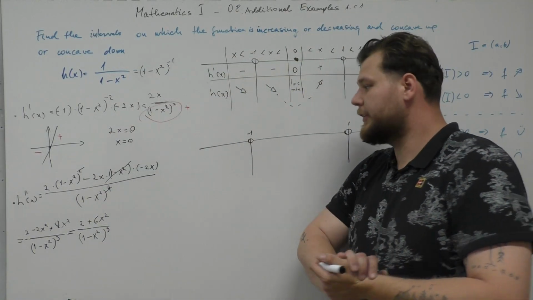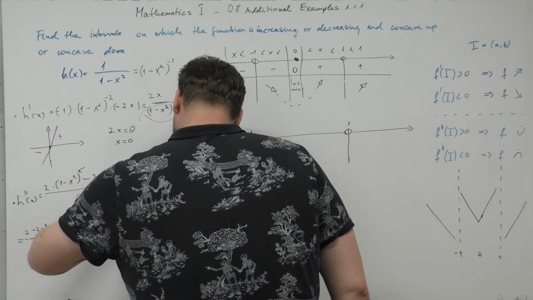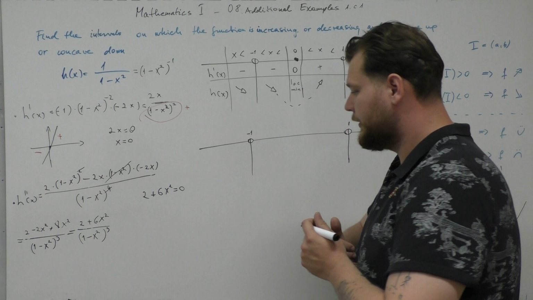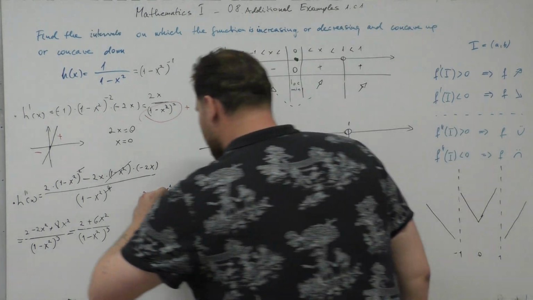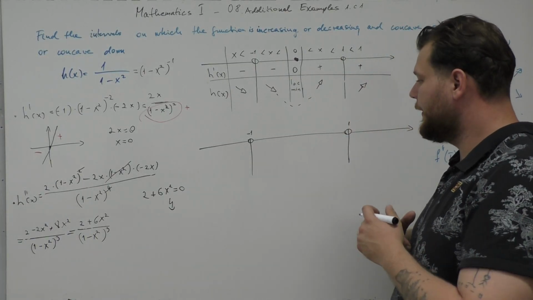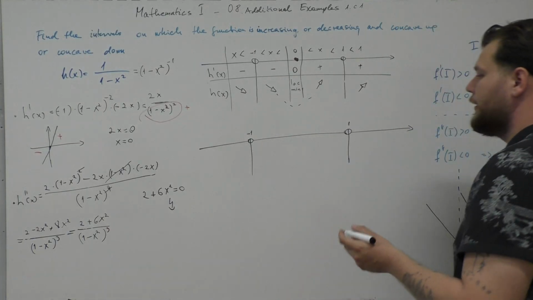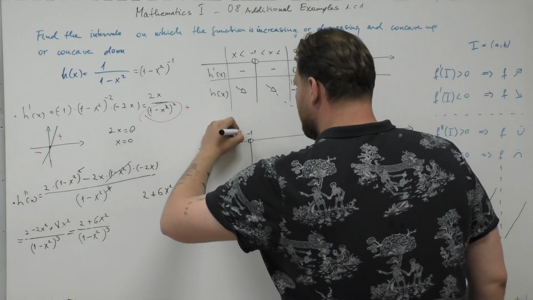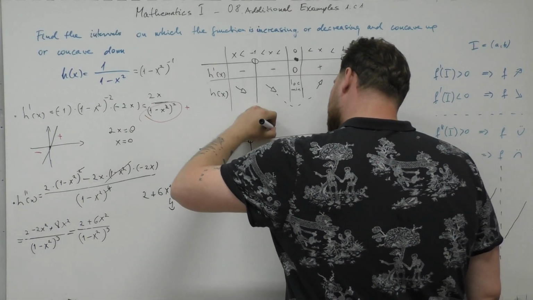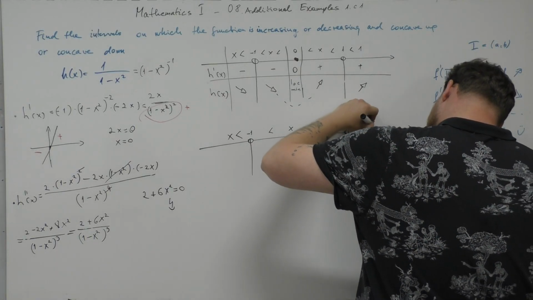Now we have to find the zeros of this function. For that we have to solve this equation, and we can clearly see that this is not possible. Which means there are no critical points, so our table stays like this and gives us intervals like x is smaller than -1, x is between -1 and 1, and x is greater than 1.